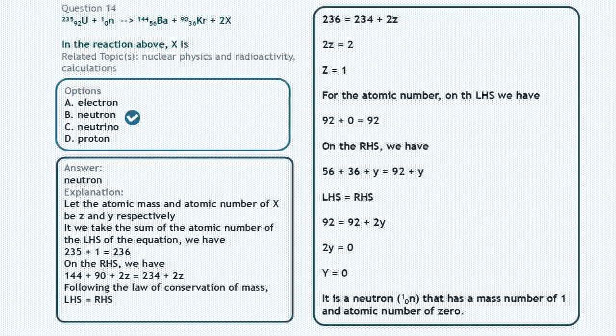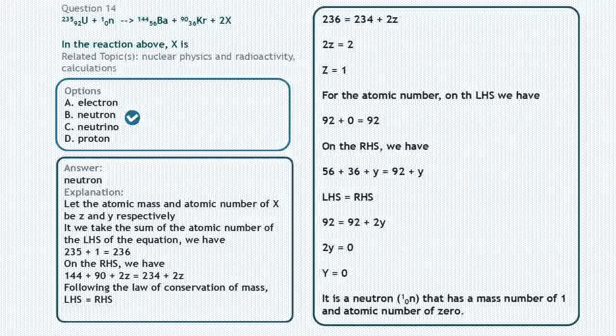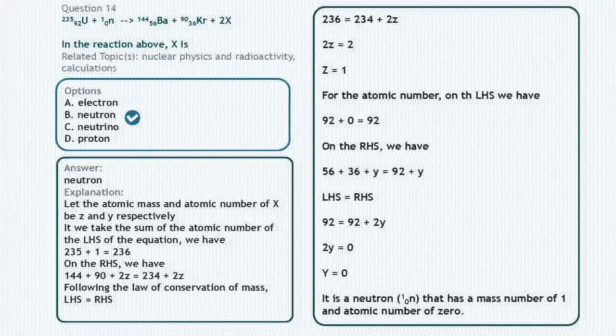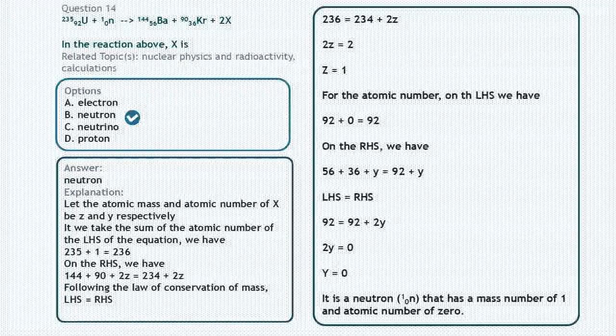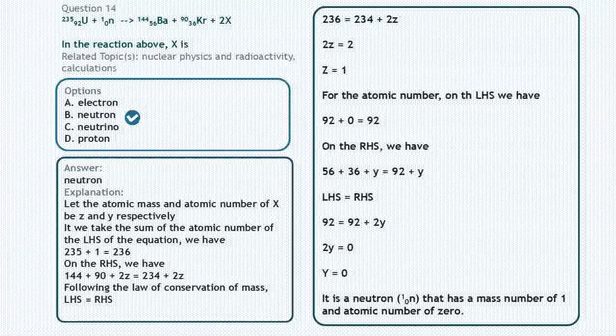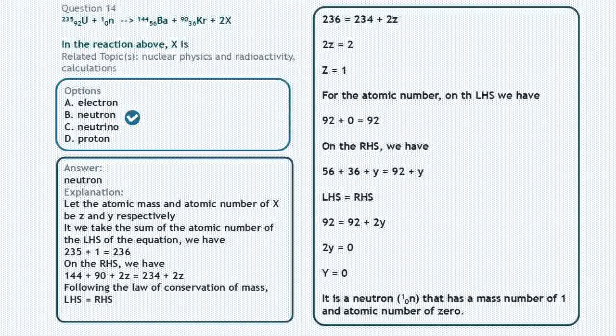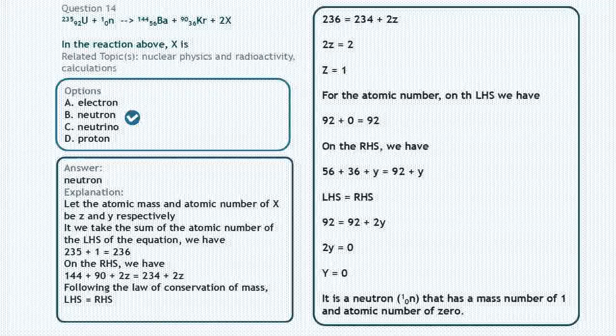So you have 236 is equal to the sum on this side, which is 234 plus 2Z. Then if you collect like terms, that's if you bring this to this side here, this will become 236 minus 234, and so we get 2. So you are going to have 2 is equal to 2Z, or 2Z is equal to 2. Then we divide both sides by 2. If we divide both sides by 2, Z will be equal to 1.